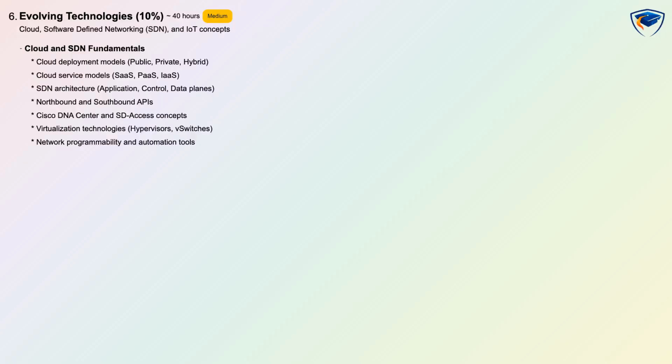You will learn cloud deployment models and service models including SaaS, PaaS and IaaS, SDN architecture with application, control and data planes, and the role of northbound and southbound APIs. The syllabus also covers Cisco DNA Center and SD-Access concepts, virtualization technologies like hypervisors and vSwitches, and network programmability and automation tools to prepare you for modern software-defined environments.